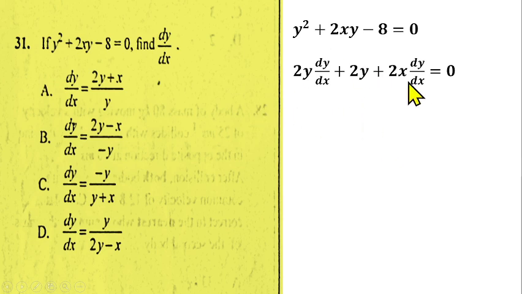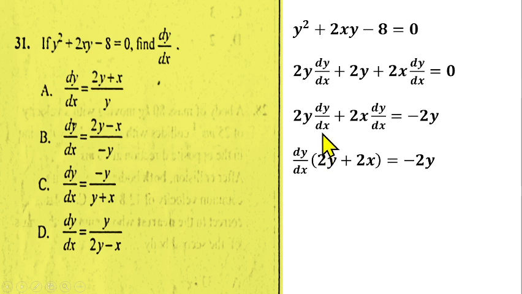If you understand how to differentiate implicitly, then from there collect like terms. This 2y will come here, you have 2y dy/dx plus 2x dy/dx equals minus 2y. Then factorize dy/dx here. You have dy/dx into 2y plus 2x equals minus 2y. Then divide both sides by this bracket. You have dy/dx to be minus 2y over 2y plus 2x.